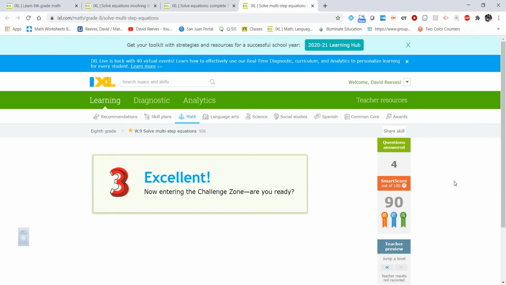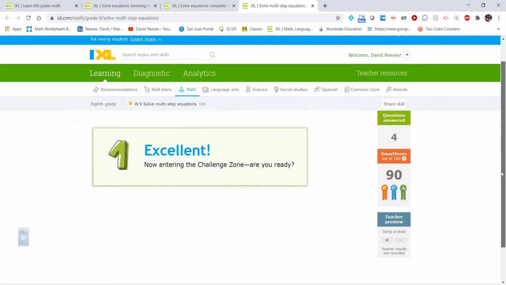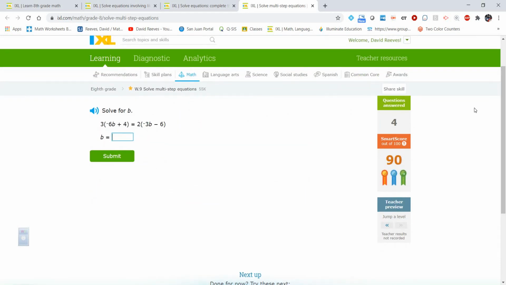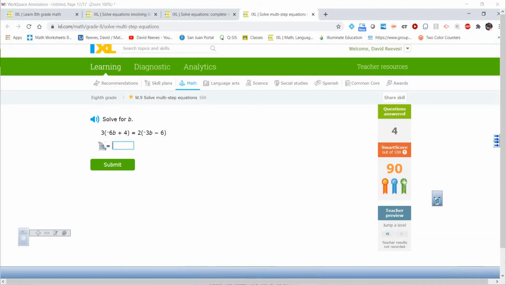All right, can we skip? Oh, look at that. We have skipped directly to the challenge zone. All right, so what did Mr. Reeves say? Simplify before you solve. That's a good rule. I'm going to apply the distributive property here. So I'm going to distribute first on both sides. Let's see, that gives me negative 18b plus 12 is equal to negative 6b minus 12.